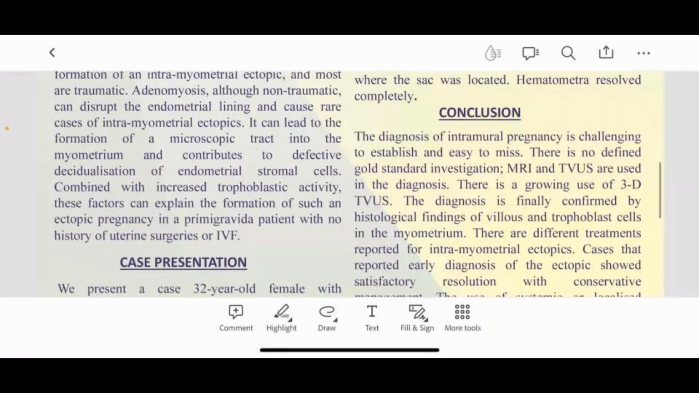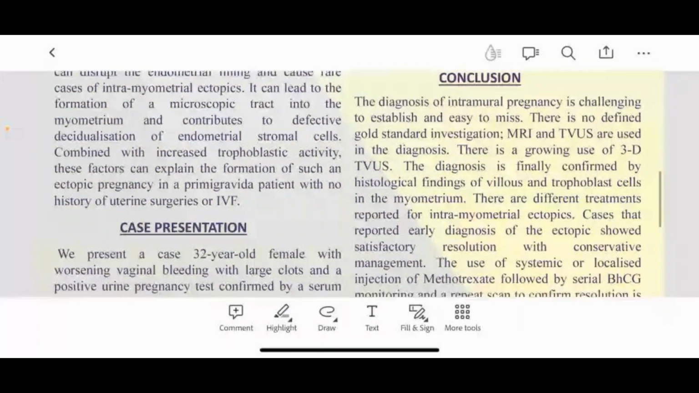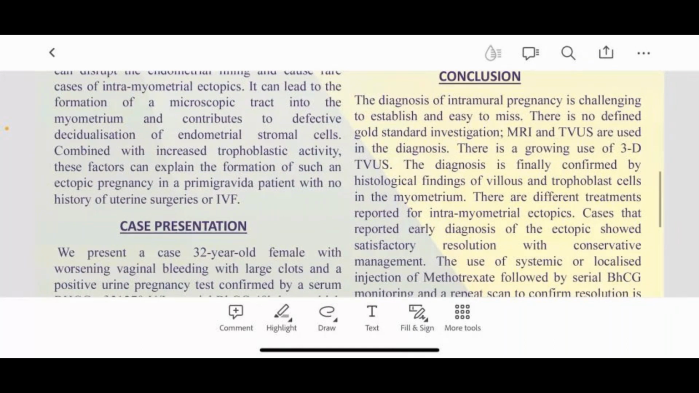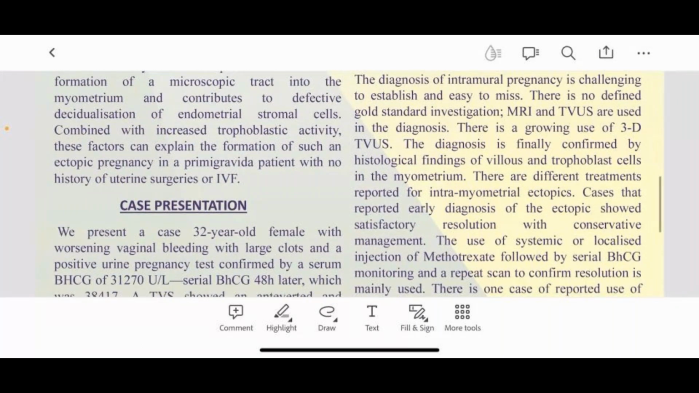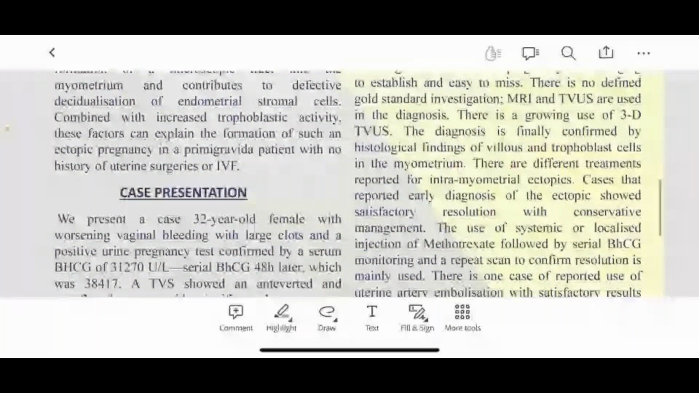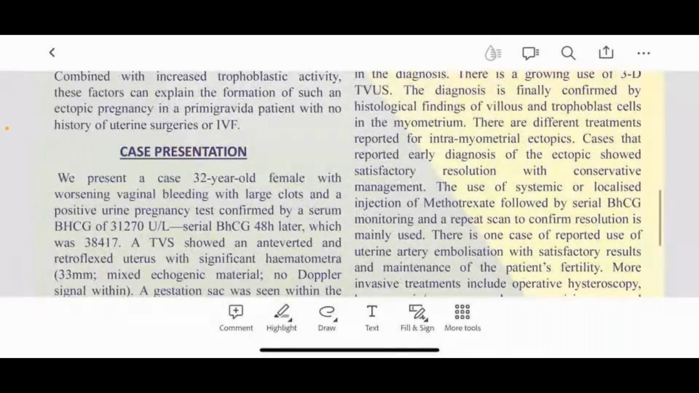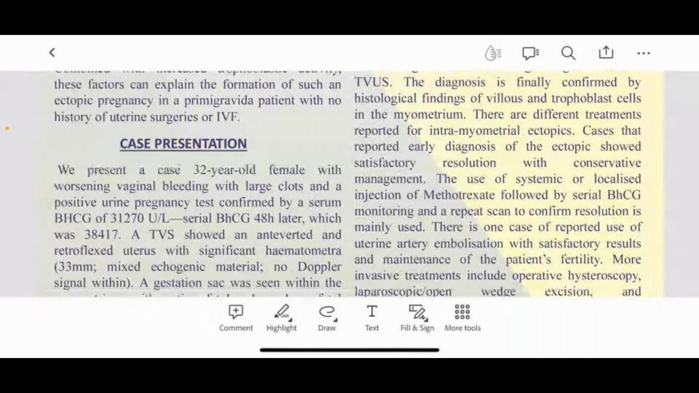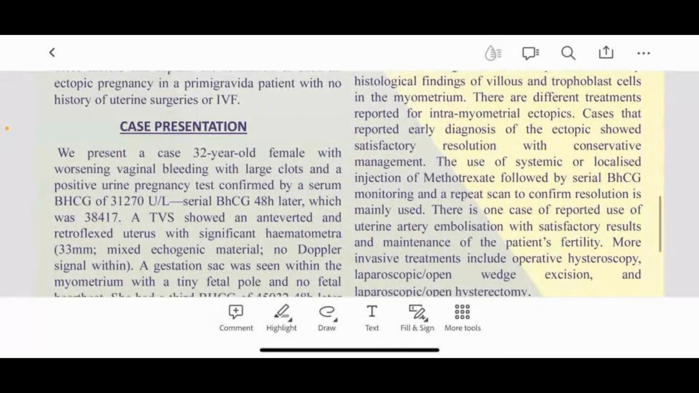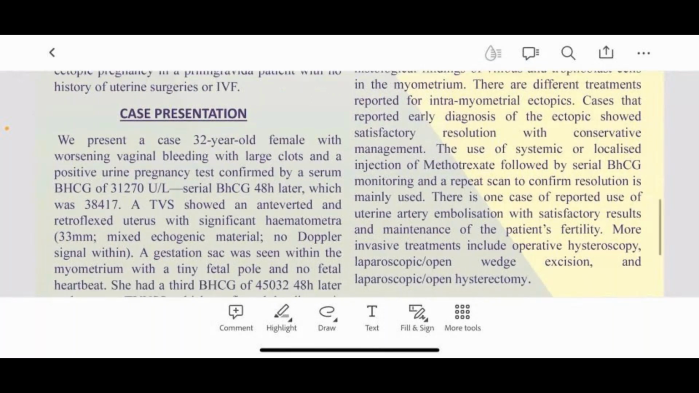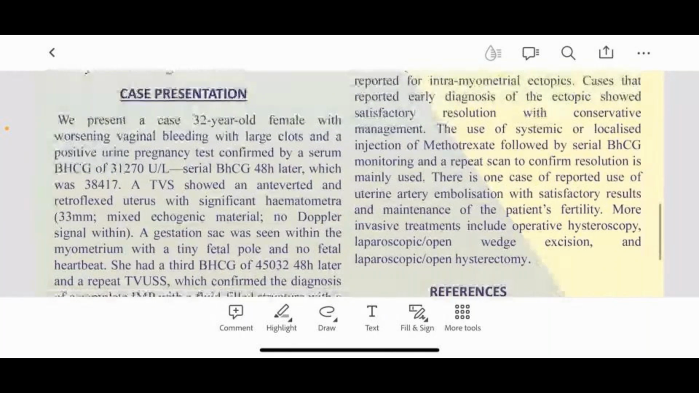There are different treatments reported for intramyometrial ectopics. Cases with early diagnosis showed satisfactory resolution with conservative management, or we can use systemic or localized injection of methotrexate followed by serial beta HCG monitoring and a repeat scan to confirm that resolution has occurred. There is one case report of uterine artery embolization with satisfactory result and maintenance of the patient's fertility. Other invasive treatment options include operative hysteroscopy, laparoscopy, open wedge excision, or laparoscopic or open hysterectomy.